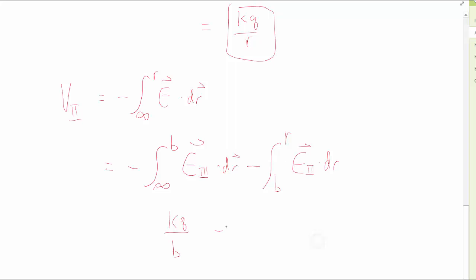Then you say, oh, well, I have to subtract off this guy, the integral from b to r of E2 dr. What's the electric field in region 2? 0. What happens when I integrate 0? 0. Beautiful. If your electric field in that region is equal to 0, then your change in voltage will be 0.